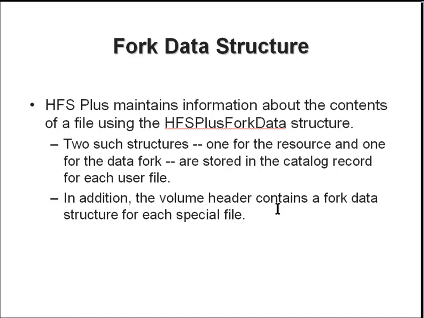And then we have data structures that are used to represent fork information. And recall there are 2 such structures. We have one for the resource and one for the data. And both of these are going to be stored in the catalog record for each user file. In addition, the volume header contains a fork data structure for each special file. And recall there are 5 special files.